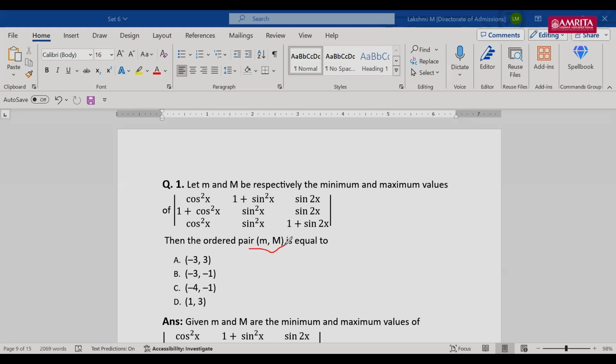The ordered pair M, m, the minimum and the maximum values of, maybe they'll ask something, a function, a determinant, a matrix or something, and they'll ask us to find the minimum and the maximum values. That's M and m.